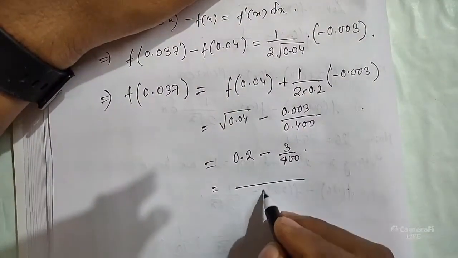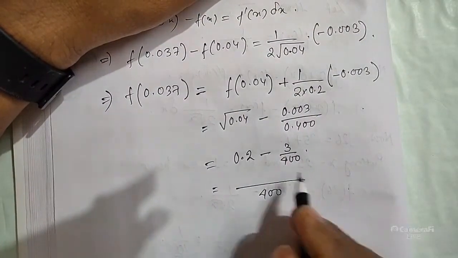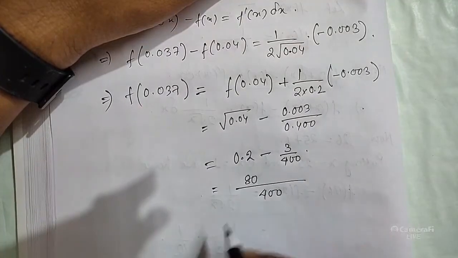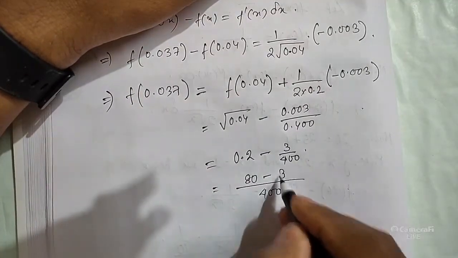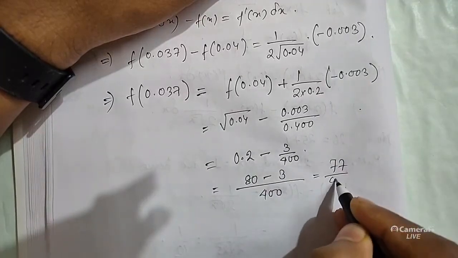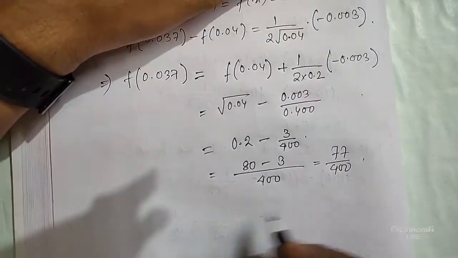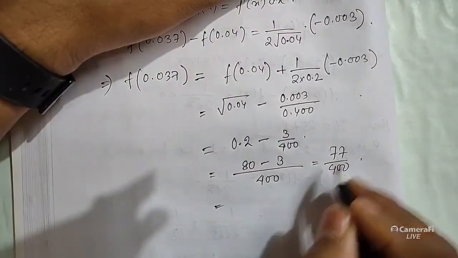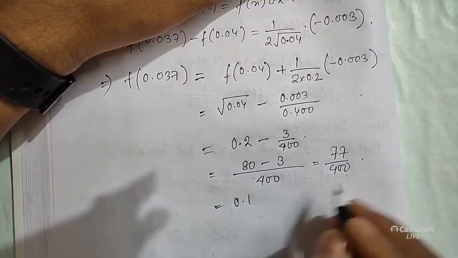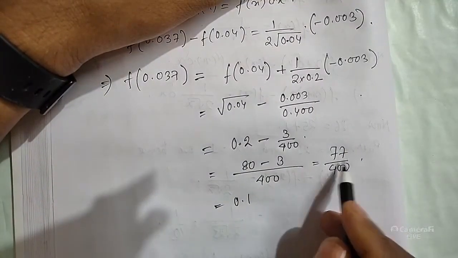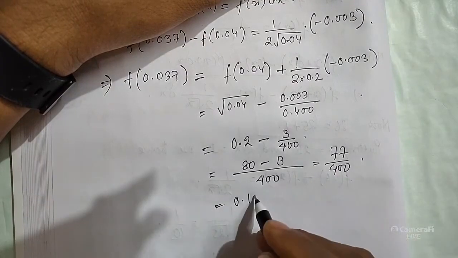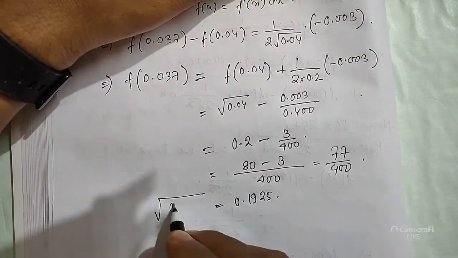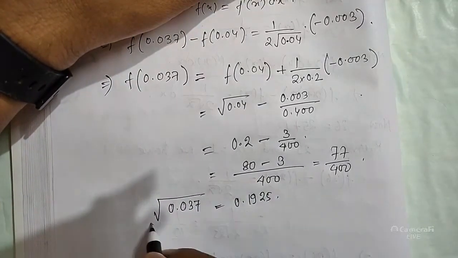So this is equal to, with LCM 400, 80 − 3, that is 77 by 400. 77 by 400, we can easily do the division. It comes to 0.19 with 2 repeating nines. That means root under 0.037 is equal to this.